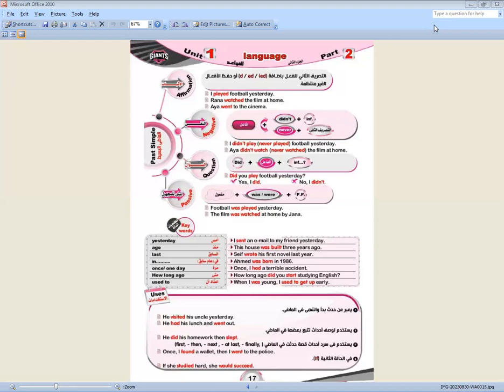And here we have some important keywords of the past simple. We can use yesterday, ago, last, in plus any previous year, once or one day, how long ago, and used to. Let's see the examples here.